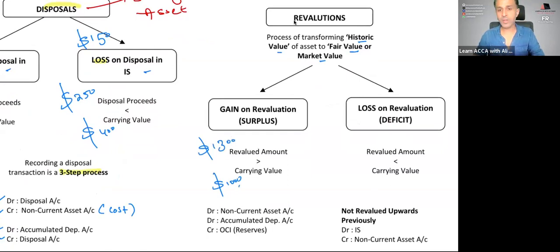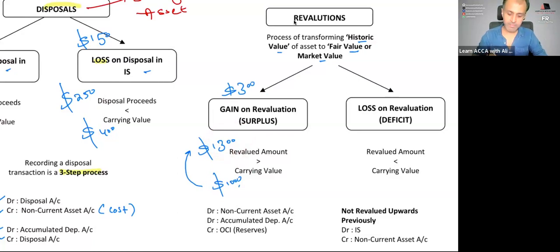Yeah, if I was using the cost model, I would have been fine with this, but because I chose to apply the revaluation model, to bring that market value to my books, the revaluation process will be carried out. As a result, I will be able to revalue this upward to 1,300 by recording a gain on valuation of 300. This is called revaluation surplus or revaluation gain.